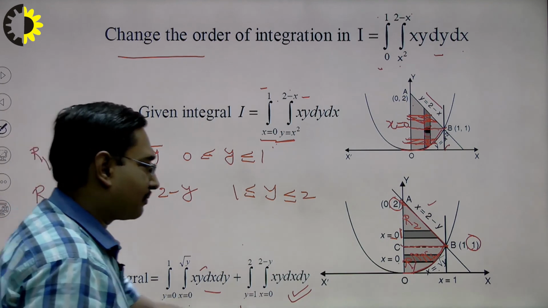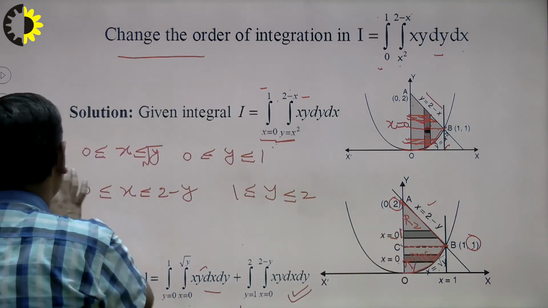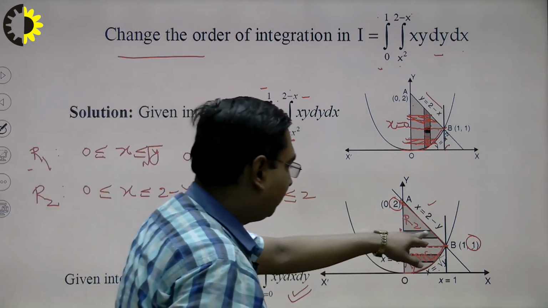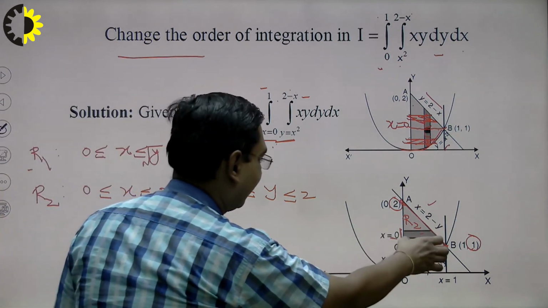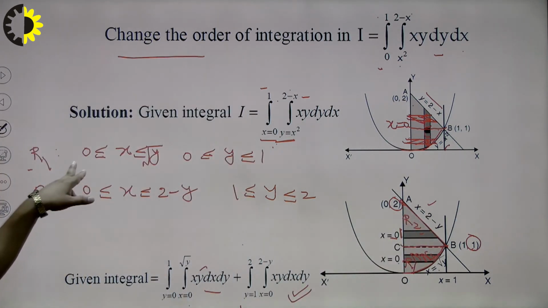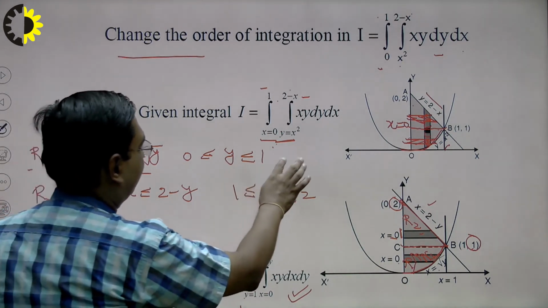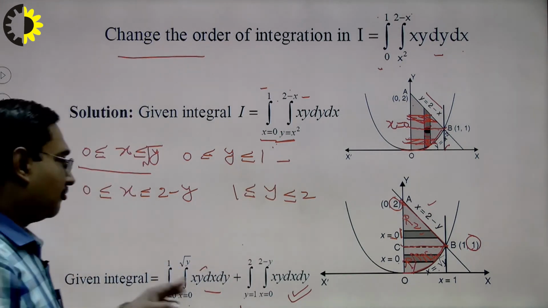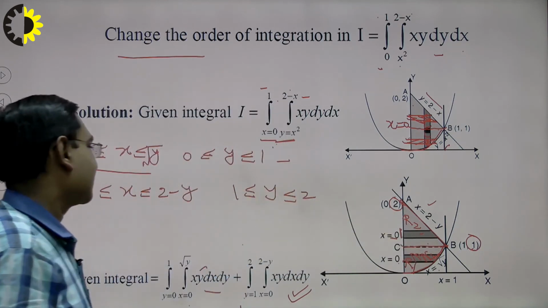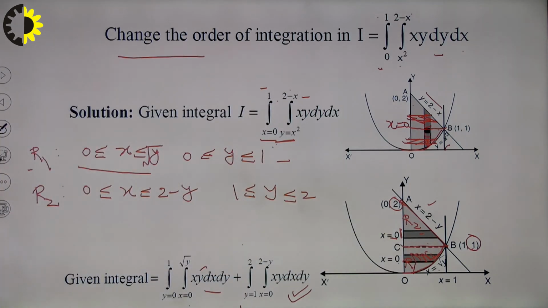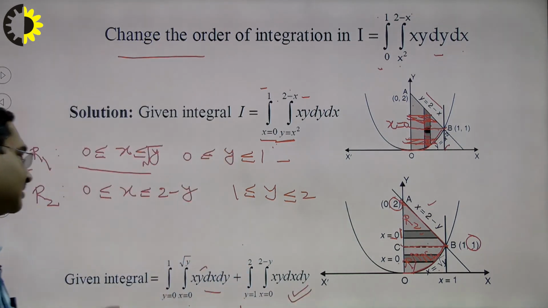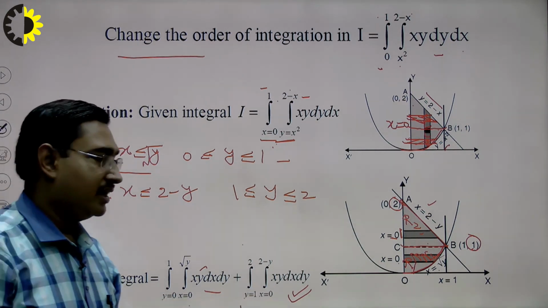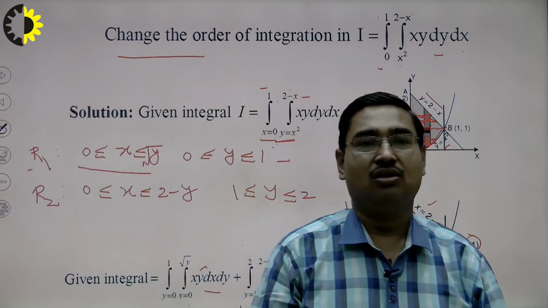We have done that. For lower region R1 and for upper region R2, we have calculated separate limits by dividing the region into parts. For this region R1, limits of x and limits of y were calculated. For region R2, the limits of x and y were again calculated. Applying these limits, the given integral was written as this, and this is the required integral obtained by changing the order of integration.